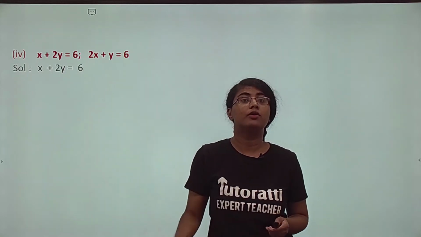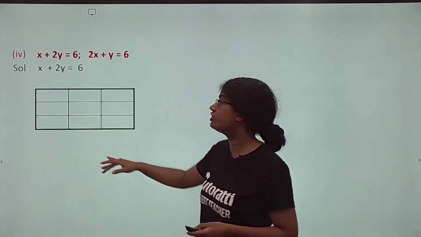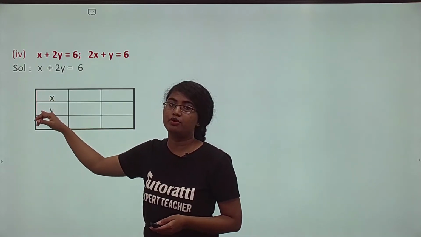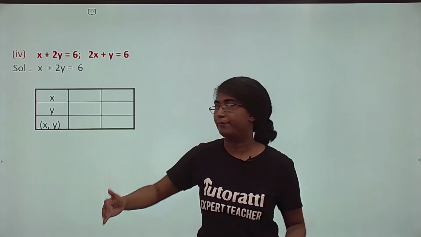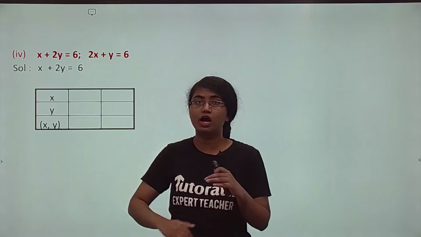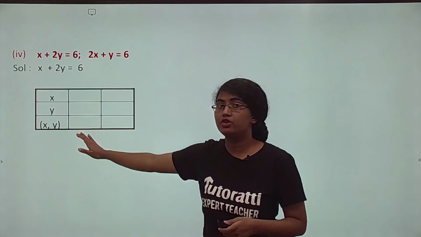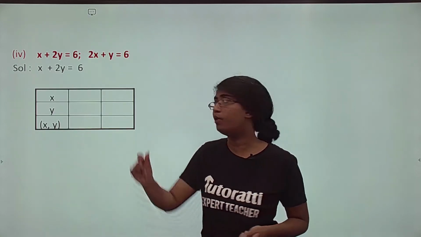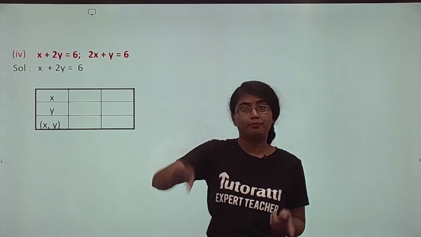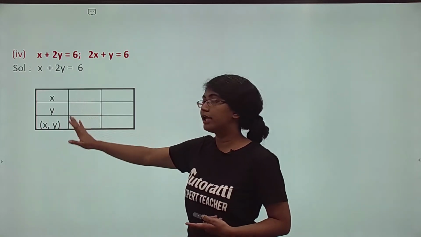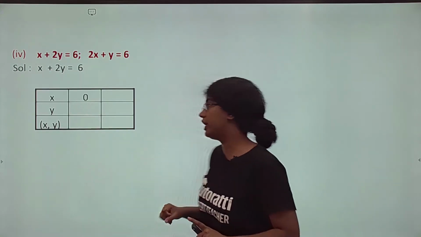Now I am going to build a table with three columns. First I am going to write the variable x, then the variable y, and then the coordinates, which is x, y. In the first column there will be variable x, variable y, and then the coordinates. Now in this equation I will assume the value of one variable, obtain the value of the second variable, and get a point. Did you understand? Not at all. Let's try to take an example.